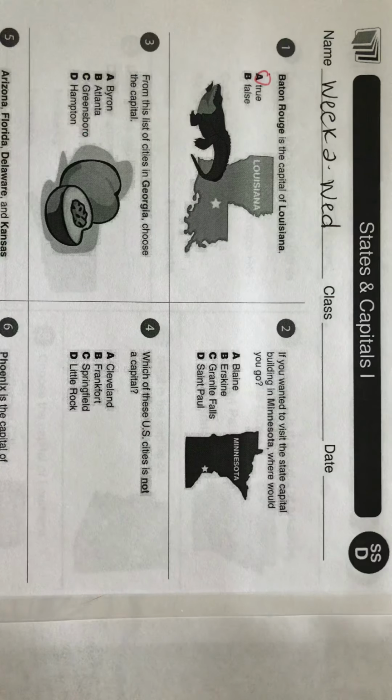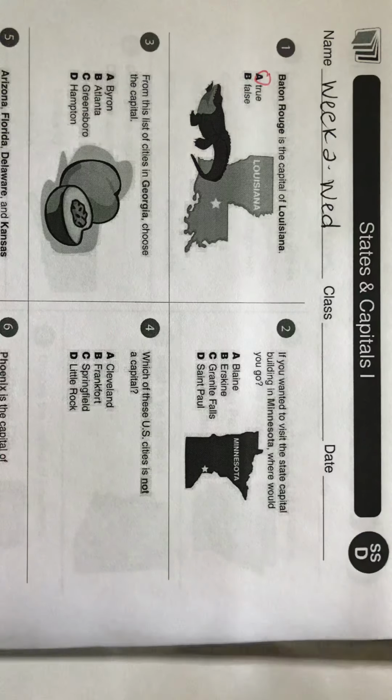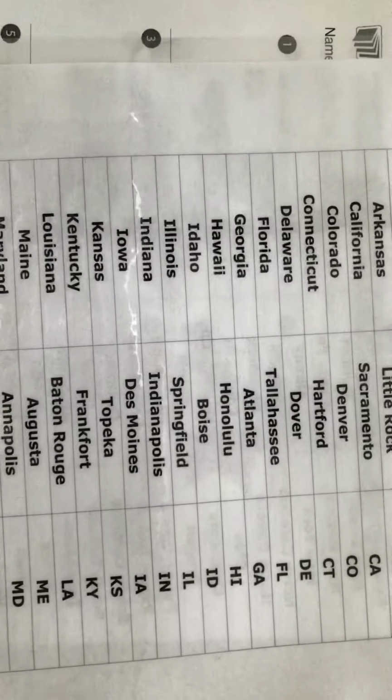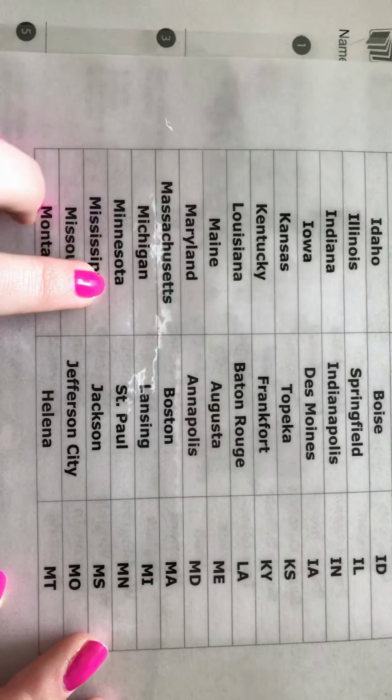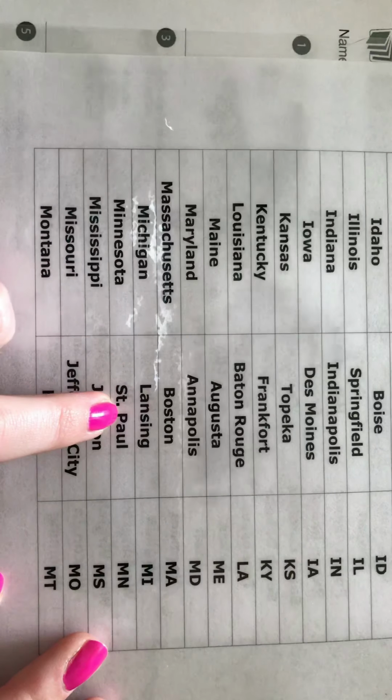Number 2, if you wanted to visit the state capitol building in Minnesota, where would you go? Would you go to A, Blaine, B, Erskine, I've never heard of that, C, Granite Falls, or D, St. Paul? Well, let's find out. Okay, Minnesota, down here at the bottom. We would go to St. Paul.